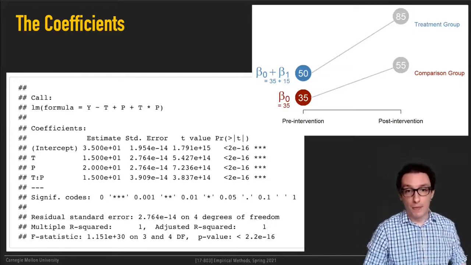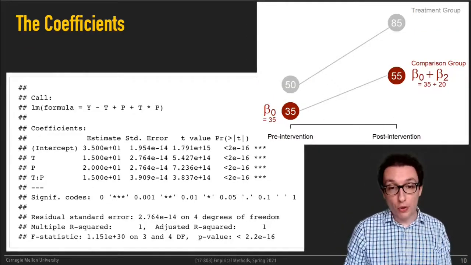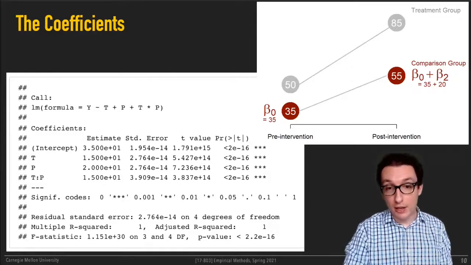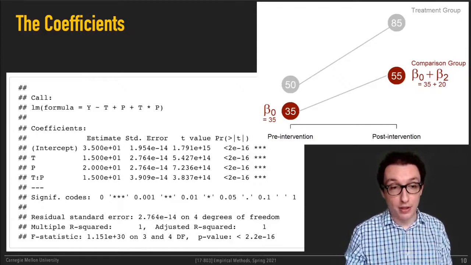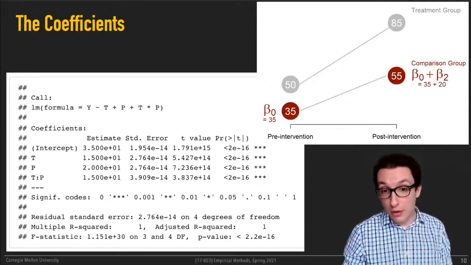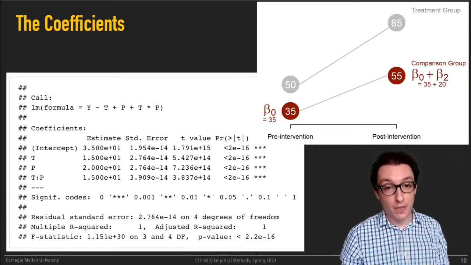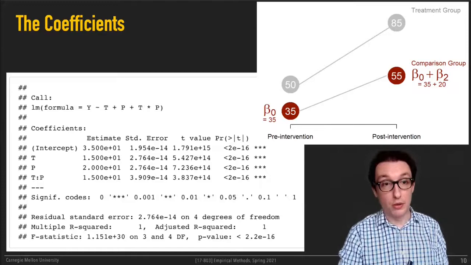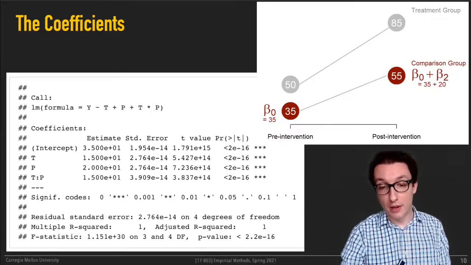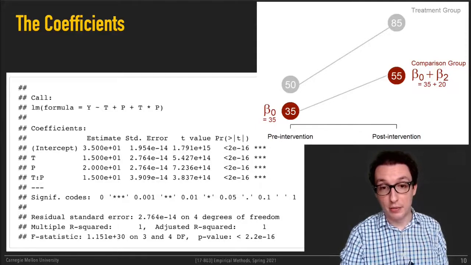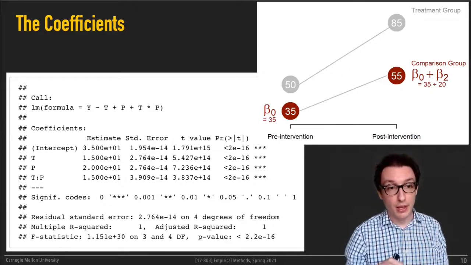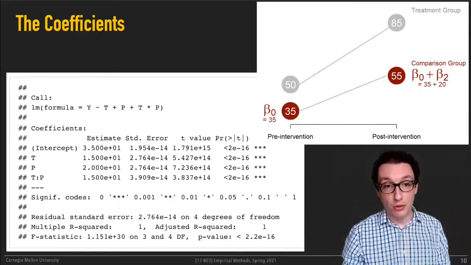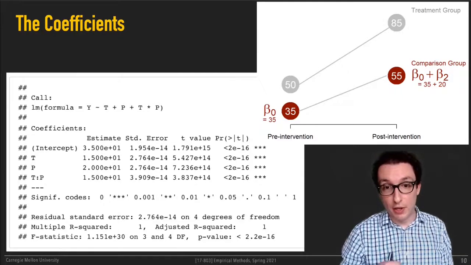Cool. Next one up is the coefficient for pre. Here, going from pre-intervention to post-intervention in the control group, I assume everything else is fixed. And as it turns out, treatment is fixed to zero. So I'm in the control group. That's what the reference value is there, the baseline. Treatment equals zero by default, right? Going from pre-intervention to post-intervention in the control group gets me 20 more units of whatever that thing is.